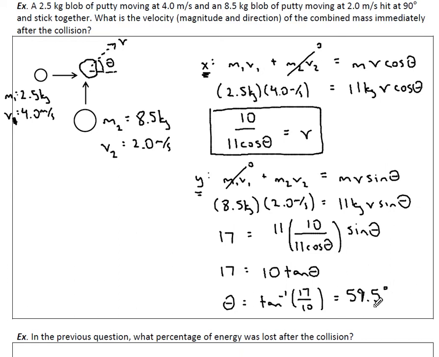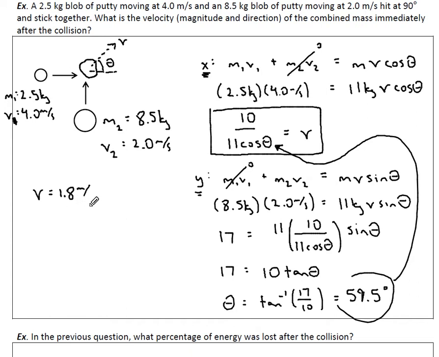If I now go back and plug our value of theta into either of our two equations, for example, I can just plug it into this theta right there: 10 divided by 11 divided by cos 59.5, we get 1.8 meters per second. So our final velocity is v equal to 1.8 meters per second in the direction of 59.5 degrees. Normally we'd have some type of direction, so think of it like north of east.